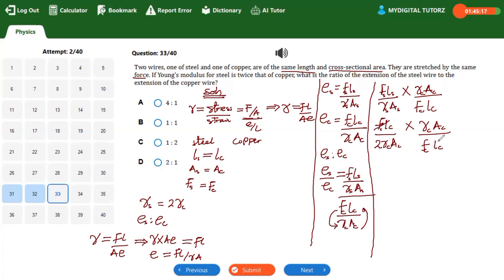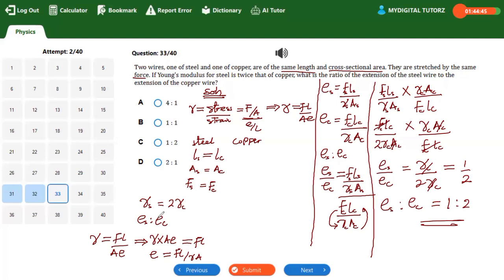So that this can go with this. This one can also cancel this. I'll be left with what? So E on solid ratio E on copper will now be equal to Young modulus on copper all over 2 Young modulus on copper. So that this one will cancel this one. I'll be left with 1 all over 2. Therefore, our extension on solid ratio extension on copper will be equal to 1 ratio 2. So that is option C, 1 ratio 2.